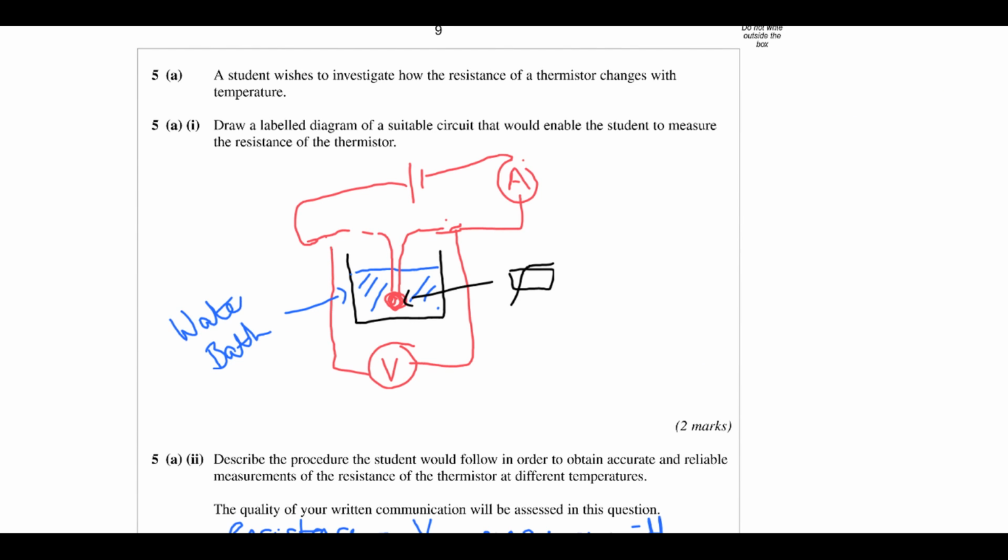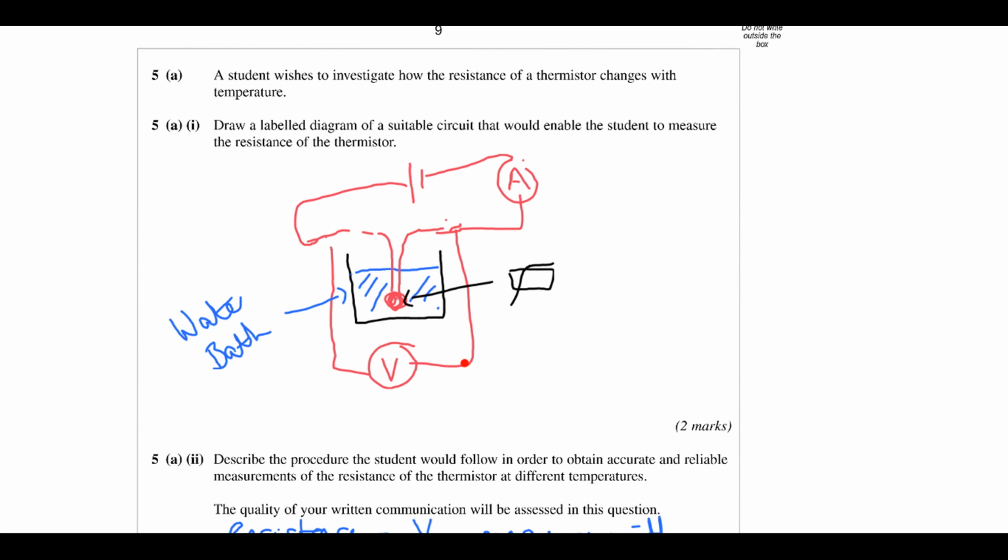Okay, so the student wishes to investigate how resistance of a thermistor changes with temperature. So first of all, we're going to need to draw a diagram of how that works. So the way we're going to control temperature is using a water bath. So you can see that there, and you can see the thermistor has been plonked into that hot water bath.